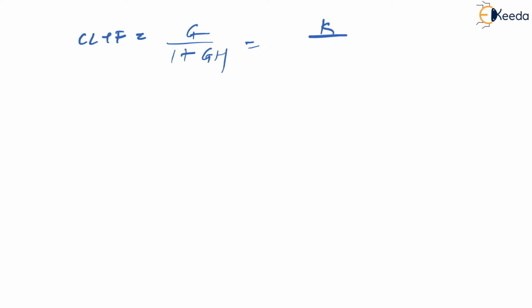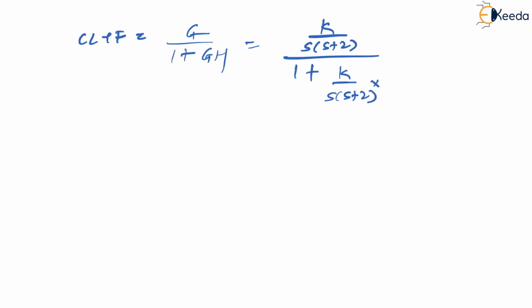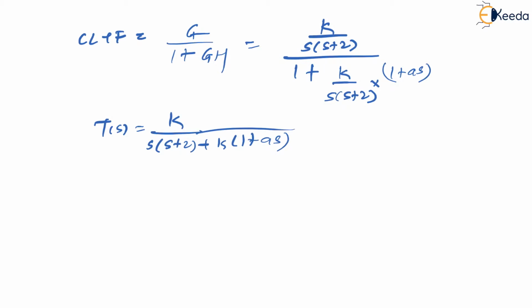K upon s into (s plus 2), upon 1 plus K upon s into (s plus 2) into H. What is H? This is H, so it becomes 1 plus as. If you solve this, you get the closed loop transfer function T(s) equal to K upon s into (s plus 2) plus K into (1 plus as).